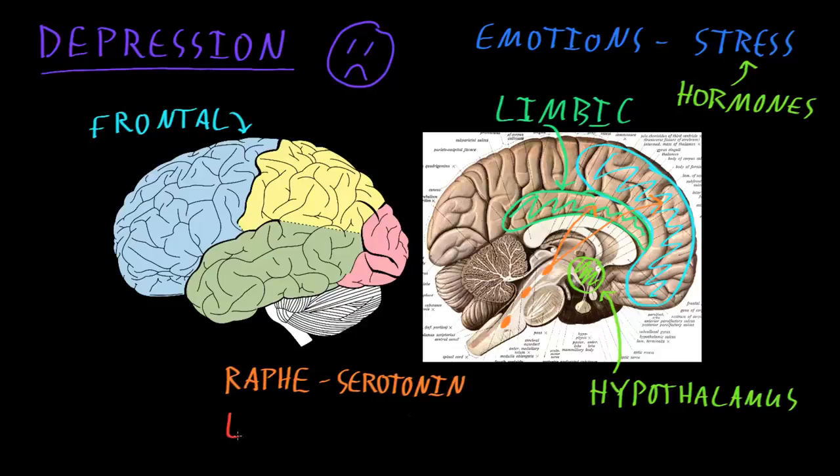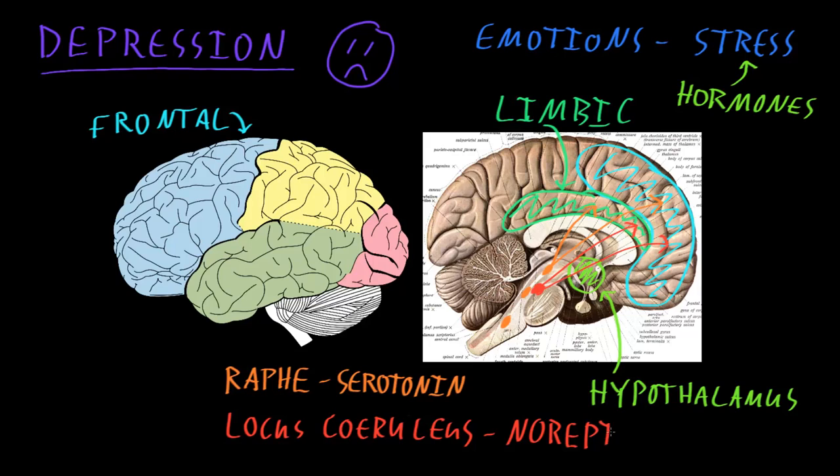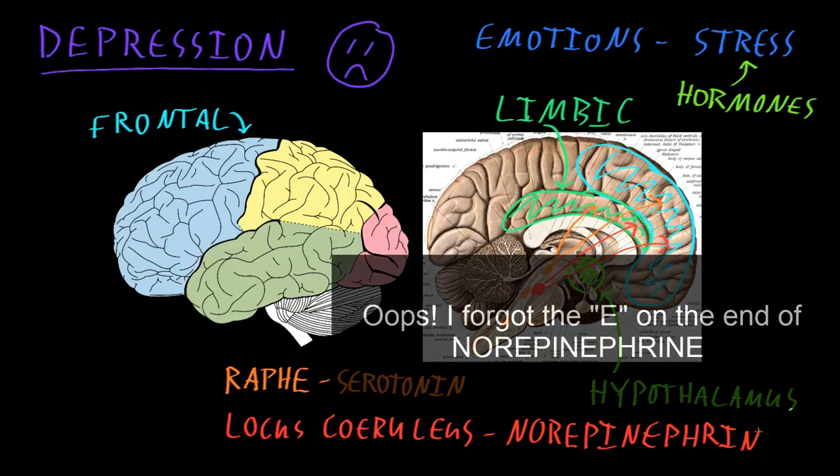Another pathway starts in an area called the locus coeruleus, which is located right around here in the brainstem, and it also sends long axons up to different areas of the cerebrum and releases a lot of the neurotransmitter called norepinephrine. And this also appears to be abnormal in many patients with major depressive disorder.